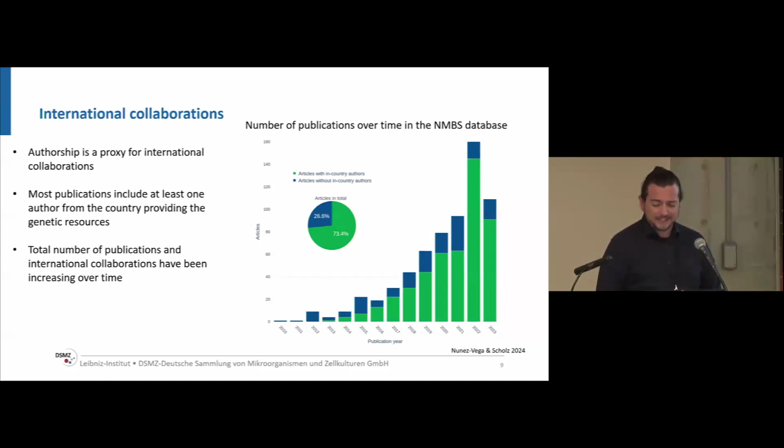And at this point, it's worth mentioning that including an author from the country that is providing the genetic resources is not mandatory in every country. So this is more a decision that happens at the moment of the publication. It happens, but some few countries decided that it's mandatory, but not everyone. So if the publication does not include in-country authors, it doesn't mean that it's bad, but what we can see here is a trend in this sense.